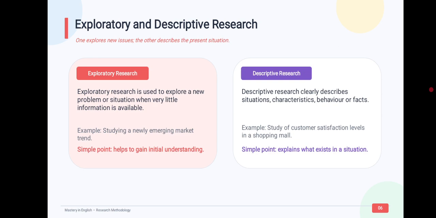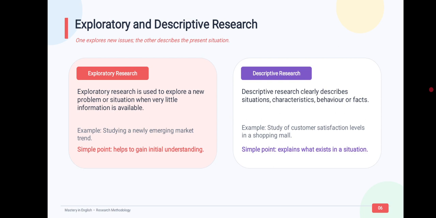So next topic we have exploratory and descriptive research. So students, let us understand two more important types of research. So let's understand the first one, exploratory research.